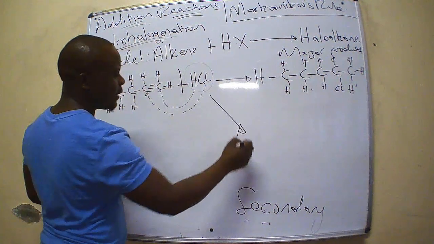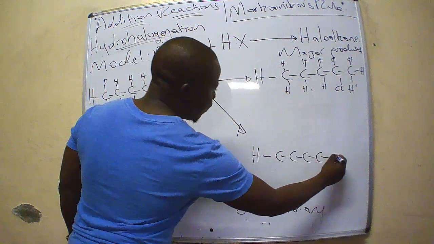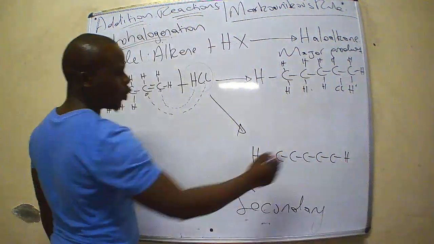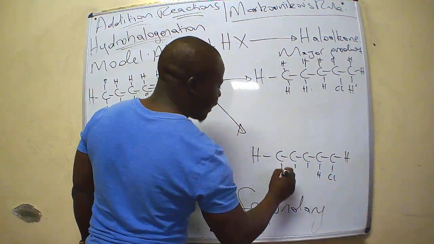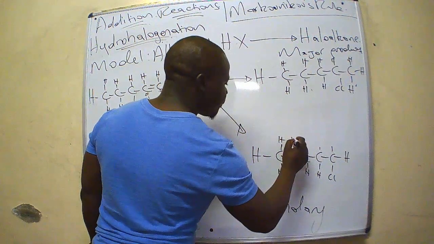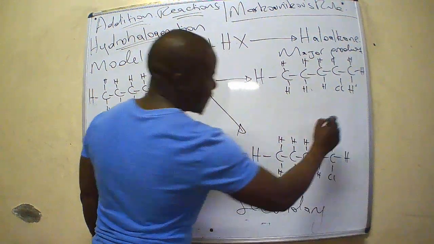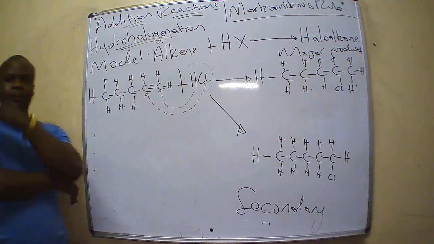Let us get a secondary product. So a secondary product will look like this. So chlorine is going to attach itself to the first one, hydrogen, and then we have this is our secondary product.